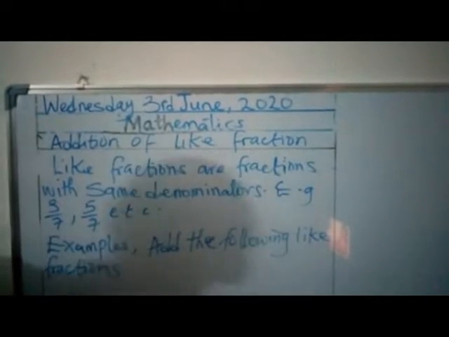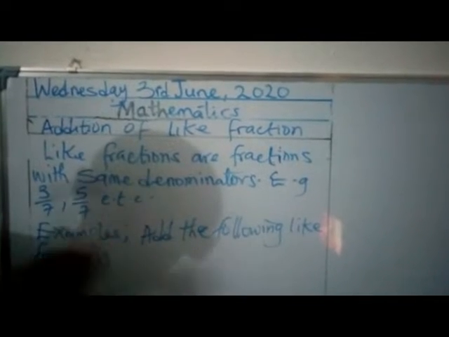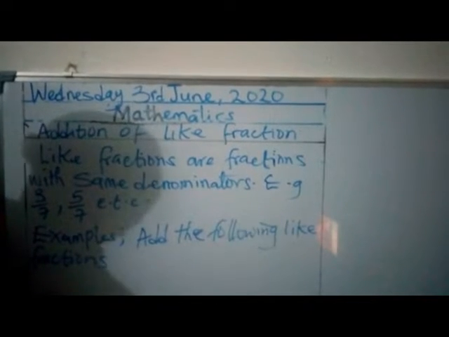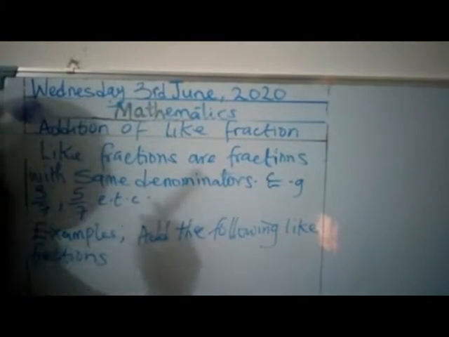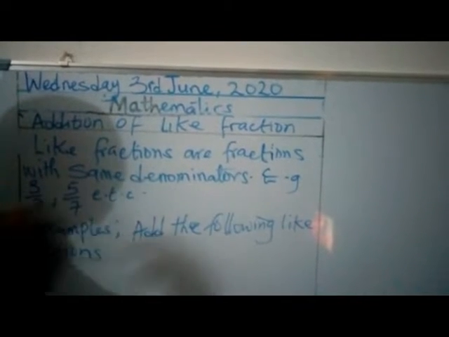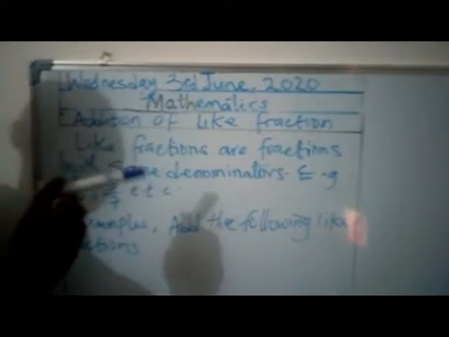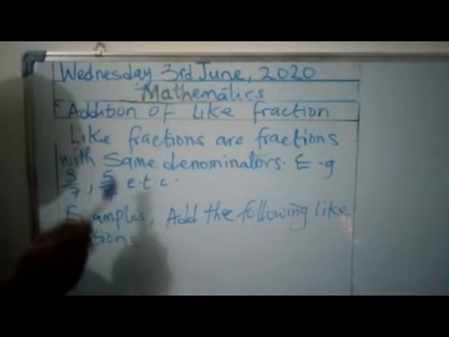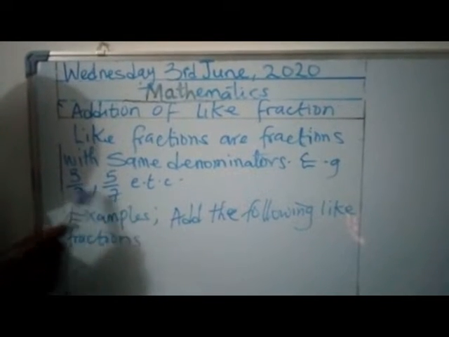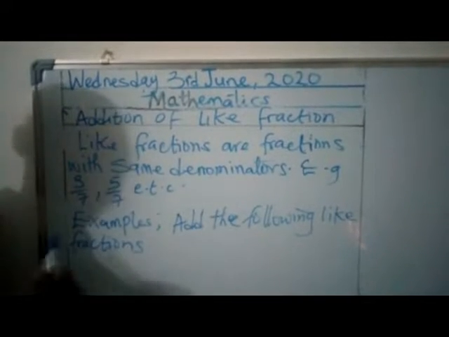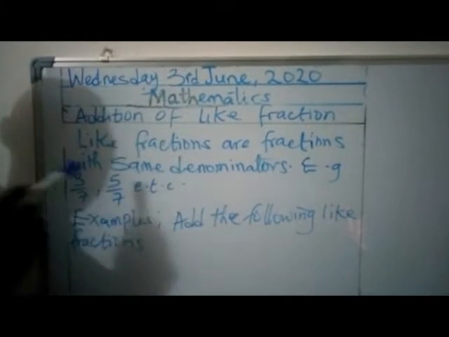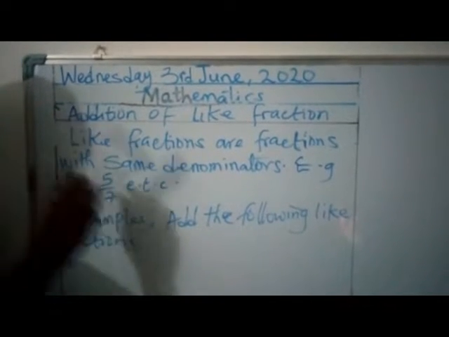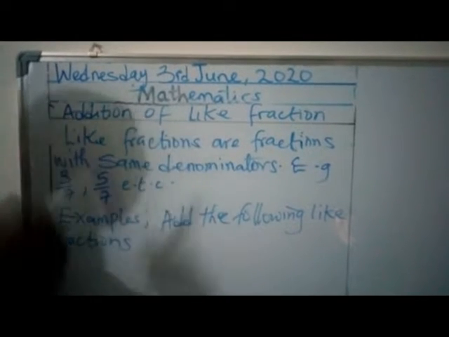Now, to start with, I would like each and every one of us to understand what like fractions are. Like fractions are fractions with the same denominators, and they can have different numerators. Let's look at this example. You can see 3 over 7, 5 over 7. You can see the denominators are the same. So when you have 3 or 4 fractions, or more than one fraction with the same denominator, those fractions are regarded as what? Like fractions. Remember that like fractions are fractions with the same denominators.